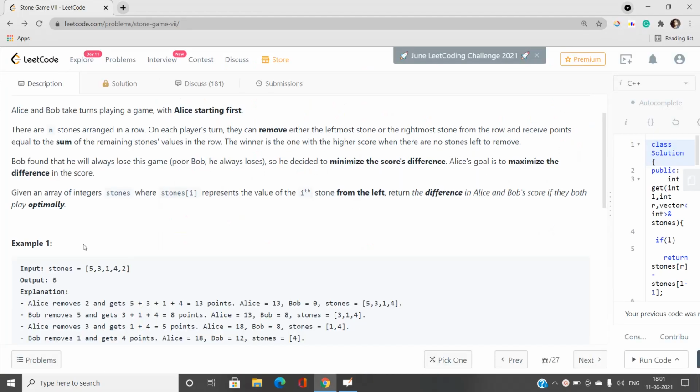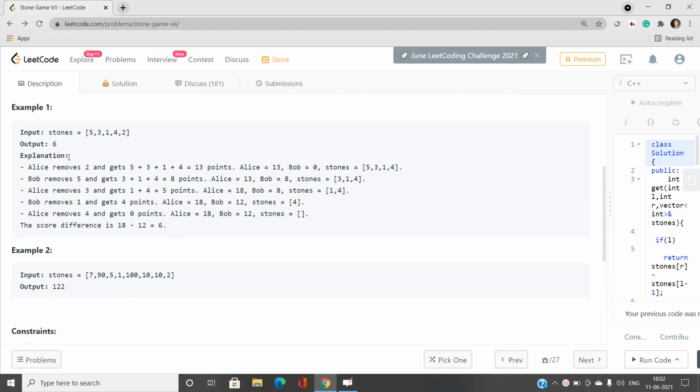Now let's discuss the problem statement a little bit more. Given an array of integers stones, where stones[i] represents the value of the ith stone from the left, return the difference in Alice's and Bob's scores if they both play optimally. That is, both follow their strategy, and finally the score we get is the difference between Alice's and Bob's scores. Let's discuss some examples also.